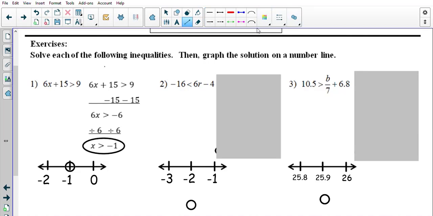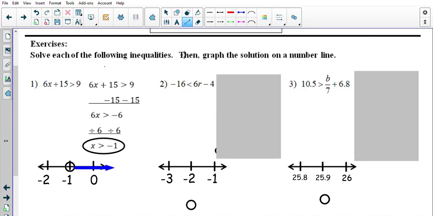So let's go ahead and make this blue for us. There we go. All right, so greater than negative 1, we'll shade to the right. And that is our number line. Again, this shows all the possible numbers that are solutions to our inequality, like 0 and 1 and 2 and 5.5, for example. Numbers that are greater than negative 1 will make this inequality true.